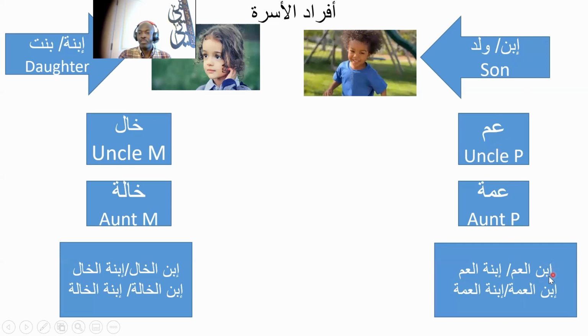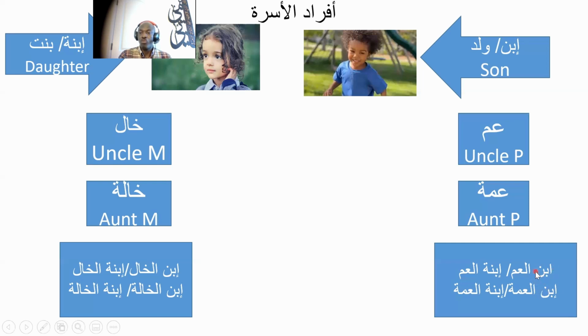So pretty much the direct translation for this is the son of my uncle paternal. That's ibn al-am. And in English, you call it cousin. That's my cousin. But in Arabic, we have a name for that. Ibn al-am. Or you can say ibn ammi, like my cousin paternal.